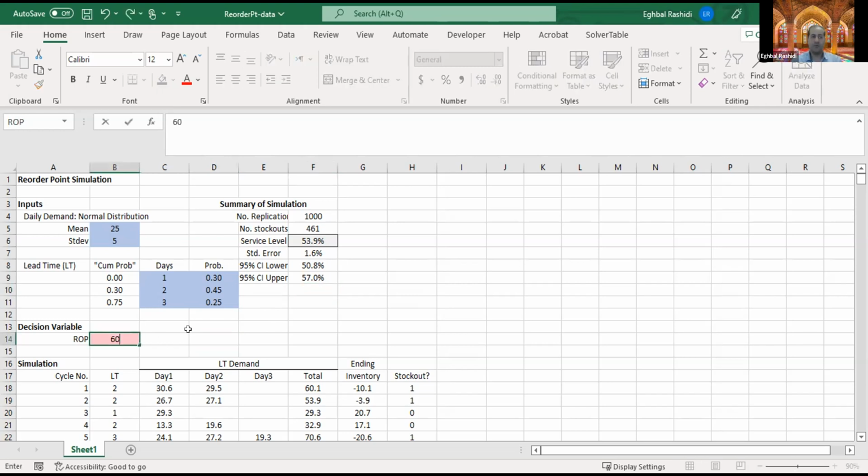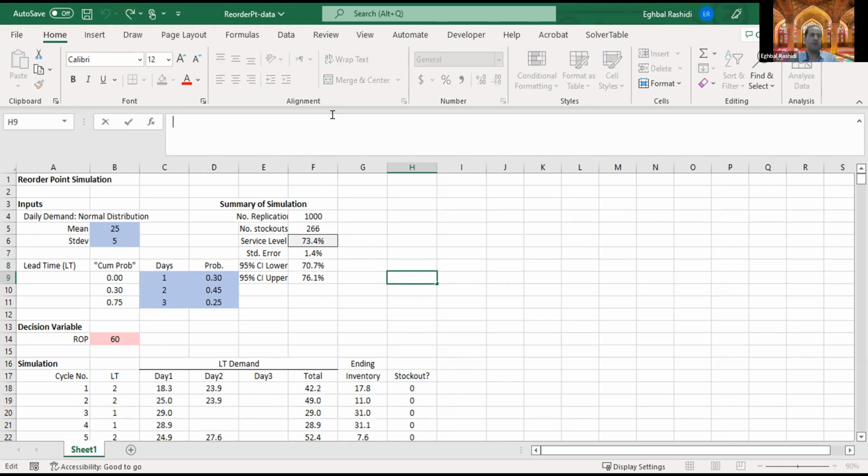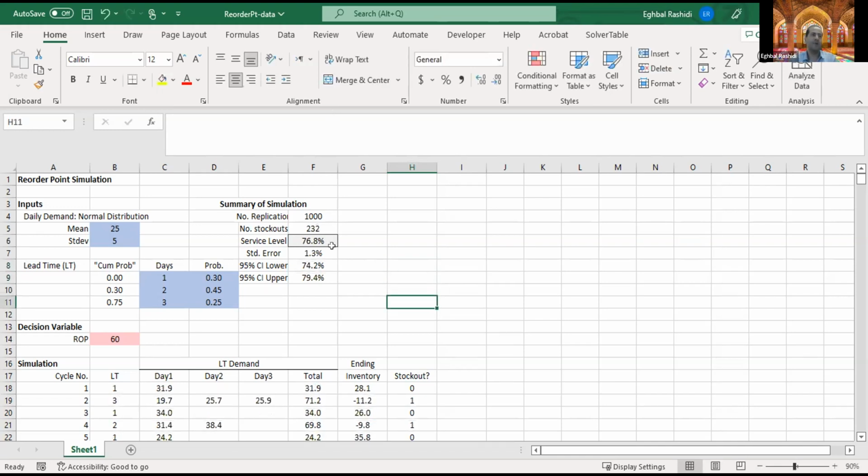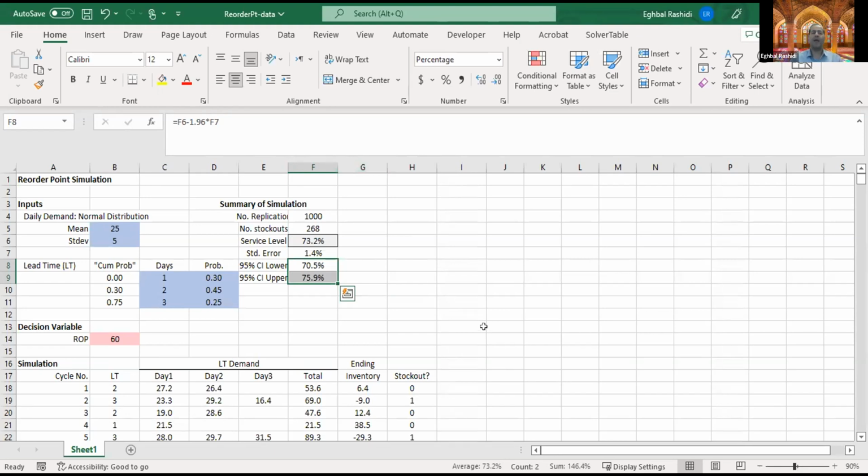For example, if I change this reorder point to 60, you see that every value is going to be generated and recomputed, and we're going to get a service level of 72.5% here. And we are 95% confident that the service level is a value between 69.7% and 75.3%. You see that if I just generate new numbers, these values all change, but the average between these two stays in a close bracket.